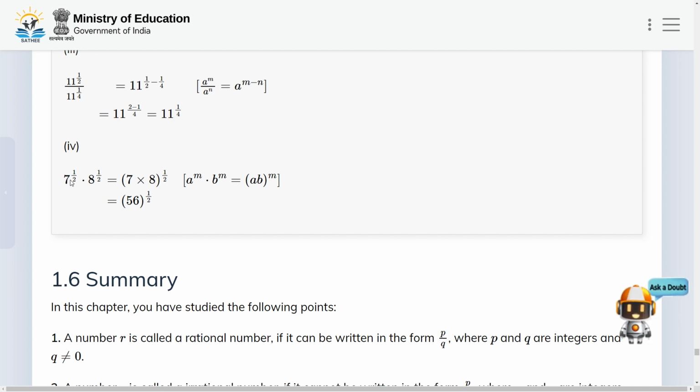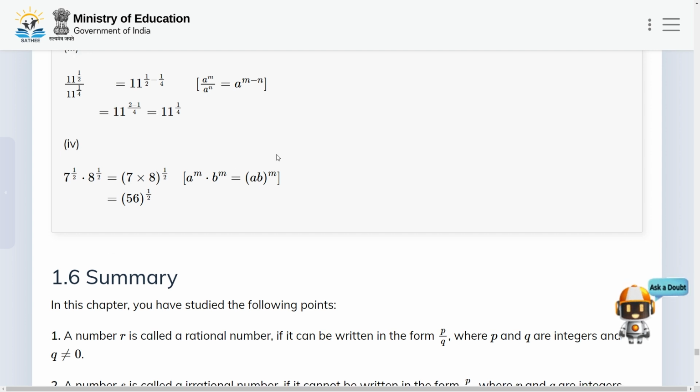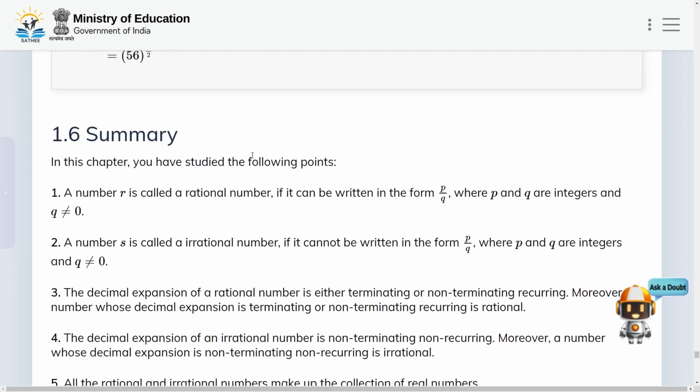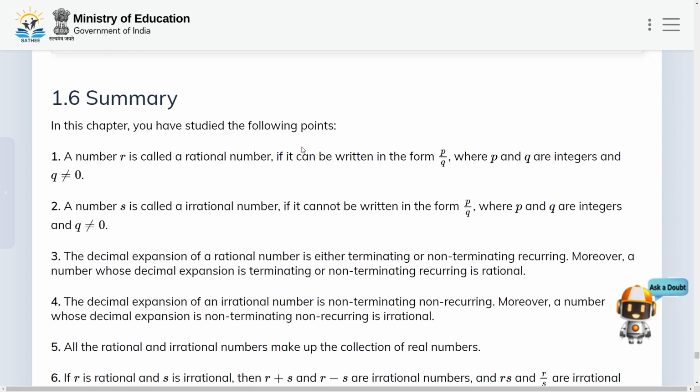Okay, and this is equal to 56 to the power 1 by 2. So now let us move to summary. So here we will now discuss the summary of this chapter. In this chapter, you have studied the following points. So first point is what?